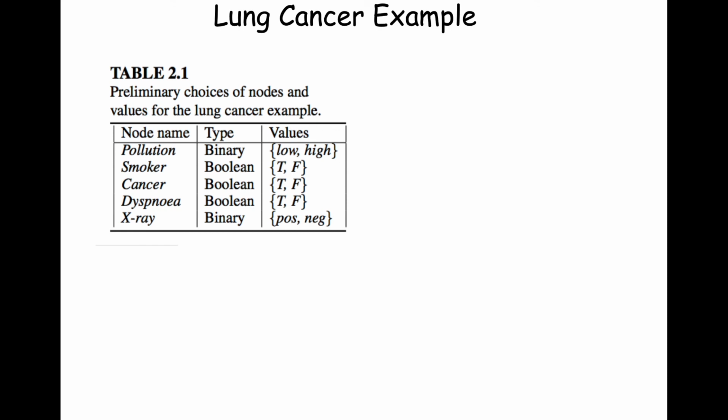And so in the example that we have in the reading, we have a number of variables. One's called pollution, smoker, cancer, dyspnea, and X-ray. And they're going to be of type binary for pollution, Boolean for smoker, cancer is a Boolean, dyspnea is Boolean, and X-ray is binary, positive or negative. And so we have low, high for pollution, true, false for smoker, cancer, and dyspnea. And by the way, dyspnea means shortness of breath. And X-ray, its binary values are going to be categorical. They're going to be positive or negative. And so we have two categorical variables, pollution and X-ray, and we have three Boolean variables, smoker, cancer, and dyspnea.